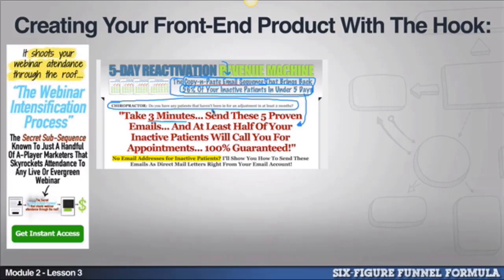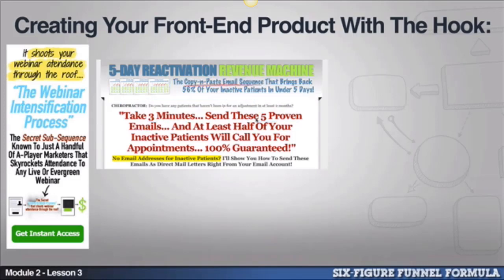Now, so right, it brings in the element of the hook. Well, what is the hook? That there are 5 proven emails that will reactivate your patients, right? So 5 proven emails bring in this copy and paste email sequence, right? That is the hook, the unique mechanism. And then you can see how it's wrapped in a big promise right there. And so another great example.